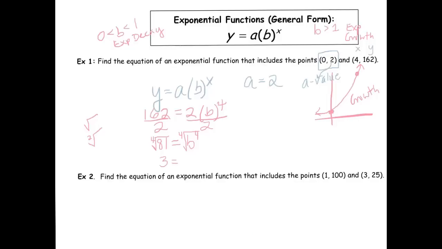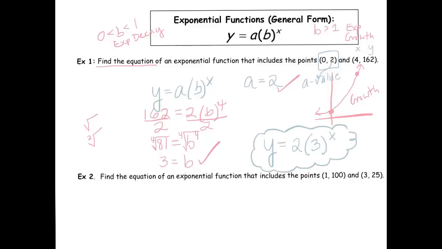And the 4th root of something to the 4th power gets you b, because the 4th root and to the 4th power are inverses of each other. So look at that. We have b, we have a. We can now answer our question. So find the equation of an exponential function that includes these 2 points. So here's my final answer. Y equals, let's see, 2 for a, 3 for b, and our exponent of x.